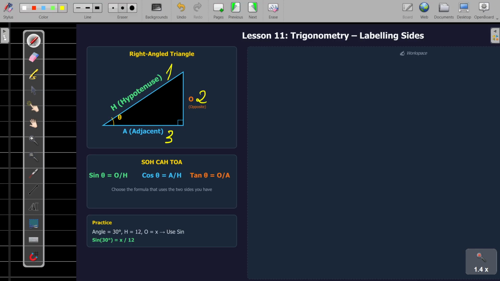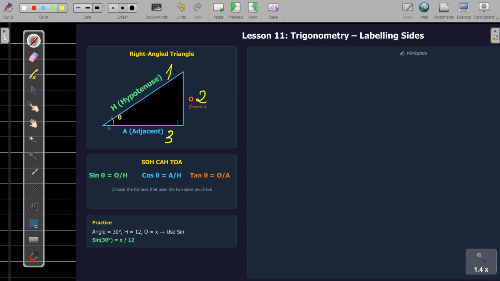Now number 1, hypotenuse is always going to be the longest side and is always going to be directly opposite the right angle, as you can see right here. Right angle opposite. Now we want to label it H, and this side never changes no matter at what angle that we look at.